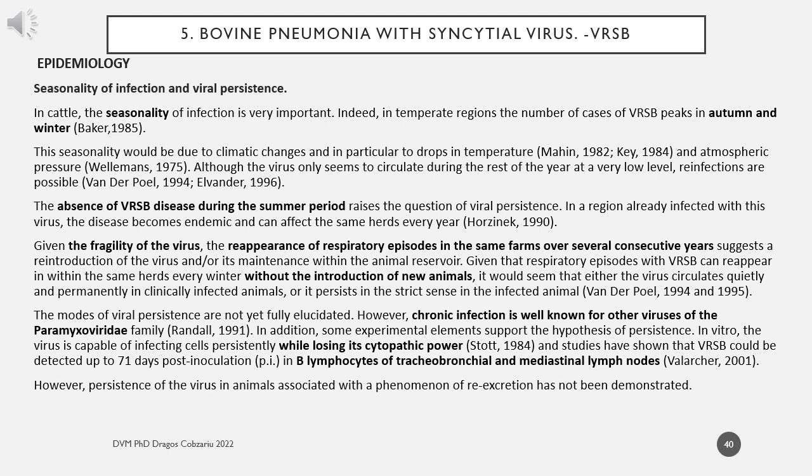Randall, 1991. In addition, some experimental elements support the hypothesis of persistence. In vitro, the virus is capable of infecting cells persistently while losing its cytopathic power, and studies have shown that VRSB could be detected up to 71 days post-inoculation, PI, in B lymphocytes of tracheobronchial and mediastinal lymph nodes. However, persistence of the virus in animals associated with a phenomenon of re-excretion has not been demonstrated.